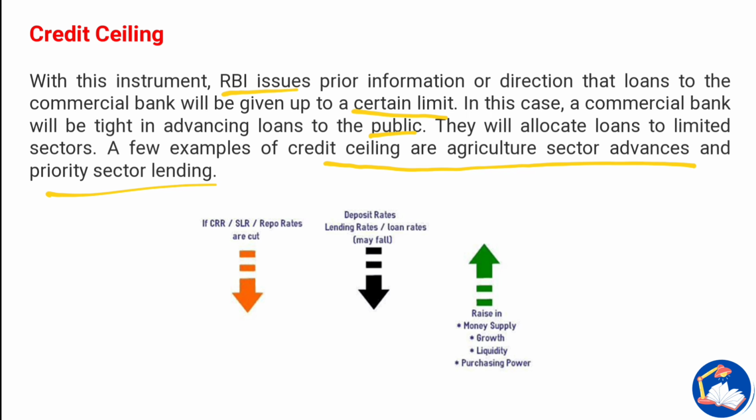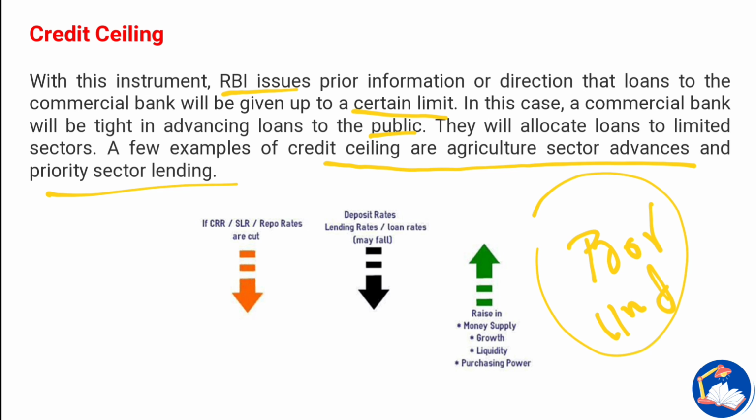Priority sector lending means that banks need to focus more on poor sections of society or underdeveloped areas. So a certain percentage of the total loans given should be given to the priority sector areas. So that is credit ceiling, that much percentage.